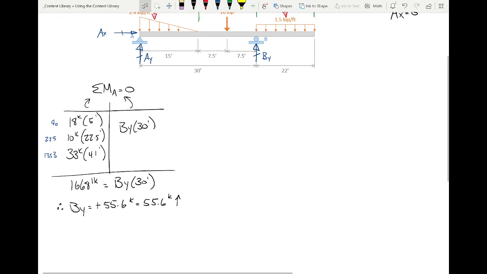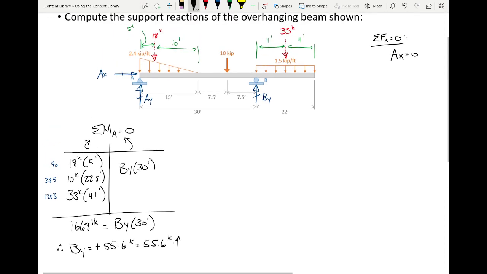Last thing we do, we sum forces in the y direction. Remember, when we sum forces in the y direction, all we're doing is listing the forces, everything going up and everything going down. We do not multiply them by a distance. We don't say 18 times something or 10 times something, because we're summing forces, not moments. You multiply because you're summing moments.